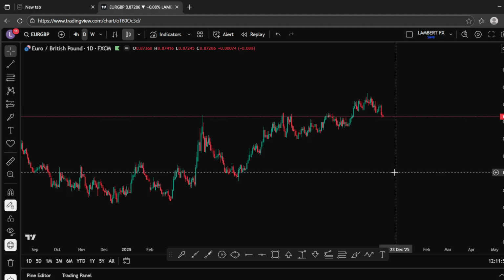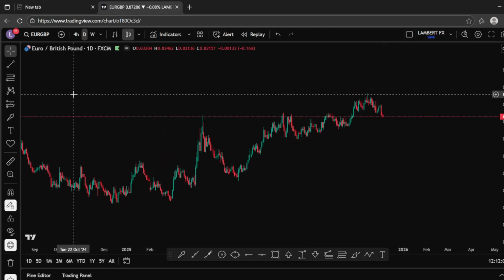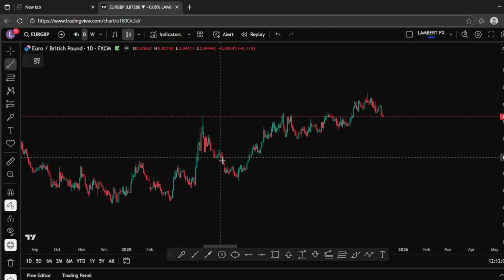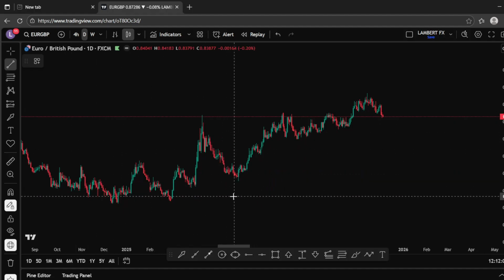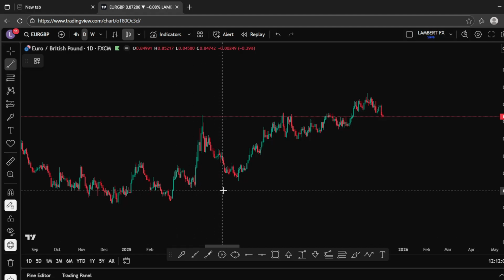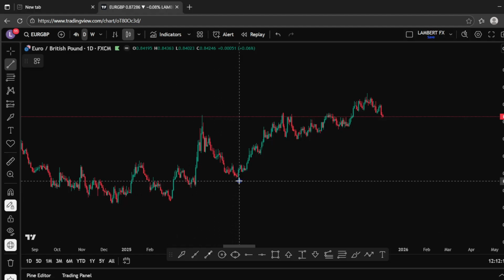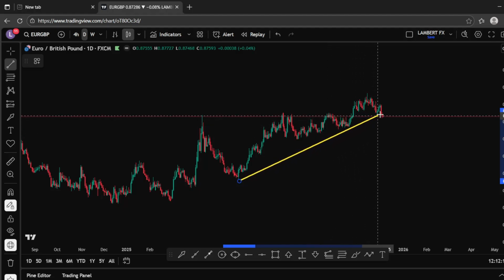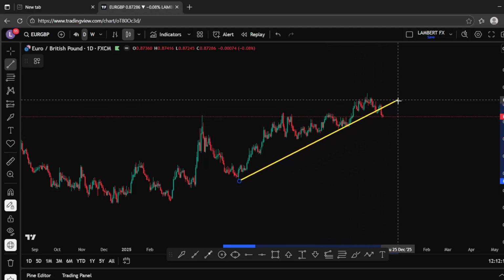But what is interesting here is they've given us a trend line. So for people that trade trend lines, what they've done is they've given us a trend line.